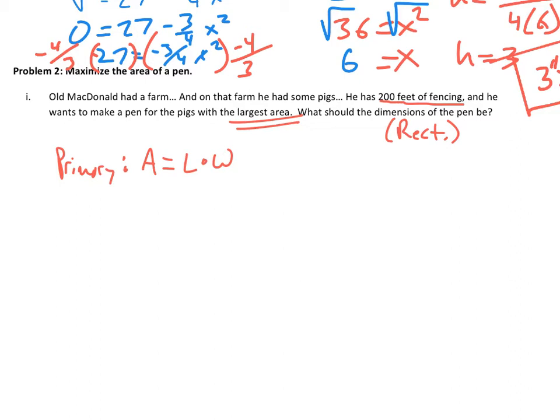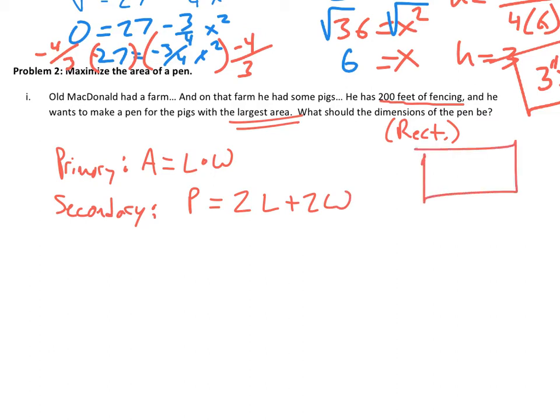Now our secondary equation that we know something about is going to be a perimeter equation. We know we have 200 feet of fencing. That's what's limited. So we know the perimeter is 2 times the length plus 2 times the width. If you remember, that's how we find the perimeter of a rectangle. And there's some other forms. You could do L plus W times 2. That would work also. And we know the perimeter in this case is 200. So 200 equals 2L plus 2W.